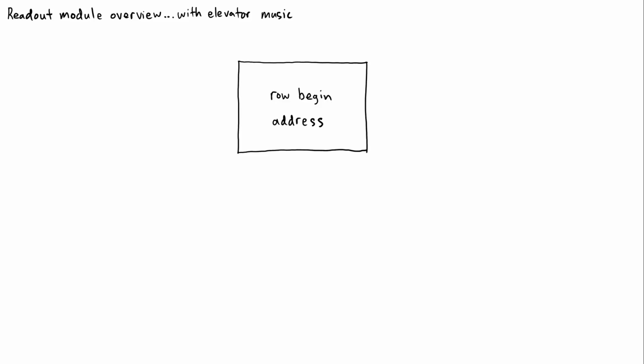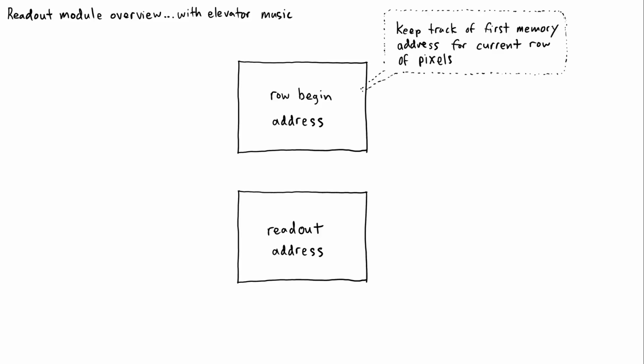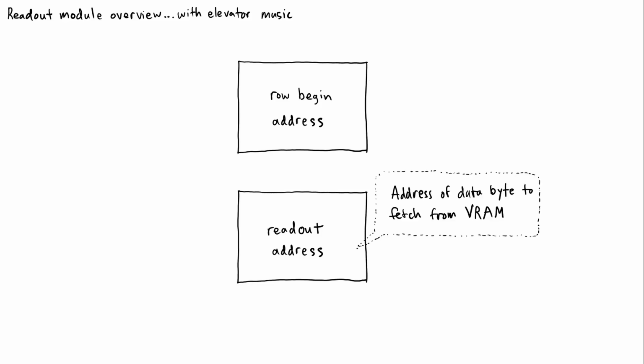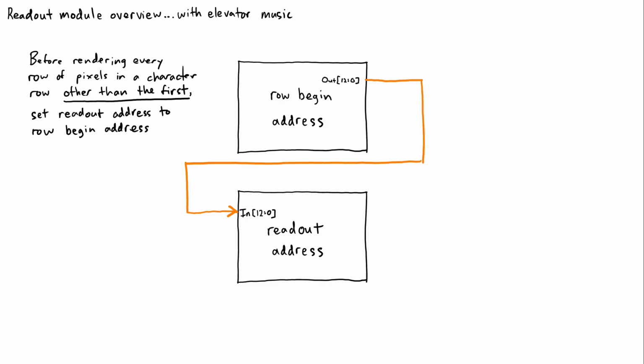The Readout module employs a relatively simple strategy for generating the video memory addresses for each pixel row. There are 2 registers, the row begin address register and the readout address register. The row begin address register, as the name suggests, keeps track of the address where memory fetches should start for the current row of pixels. The readout address register generates the address of the next data byte that needs to be fetched from video memory. For every row of pixels in a character row other than the first one, before starting to fetch memory for that row of pixels, the Readout module will copy the address in the row begin address register to the readout address register. This ensures that the last 15 pixel rows in a character row are fetched from the correct range of video memory addresses.